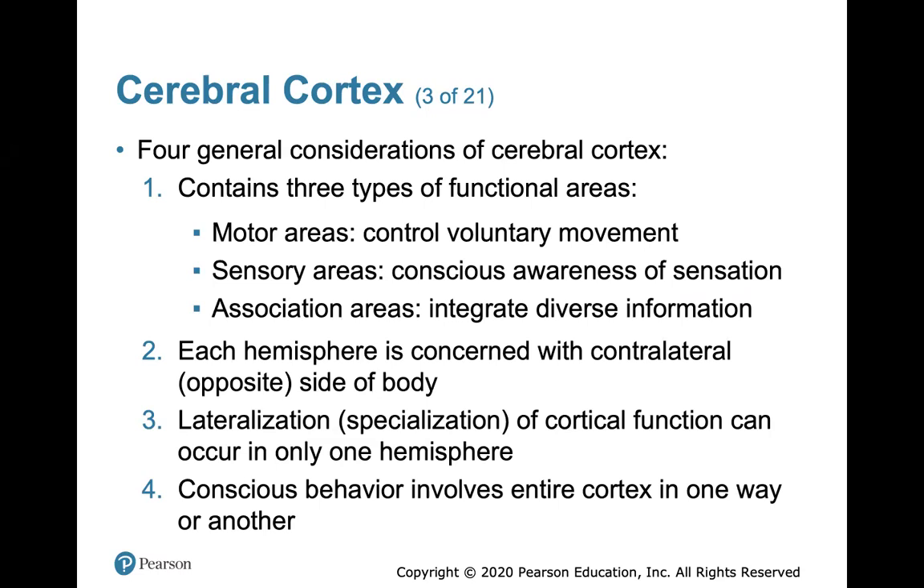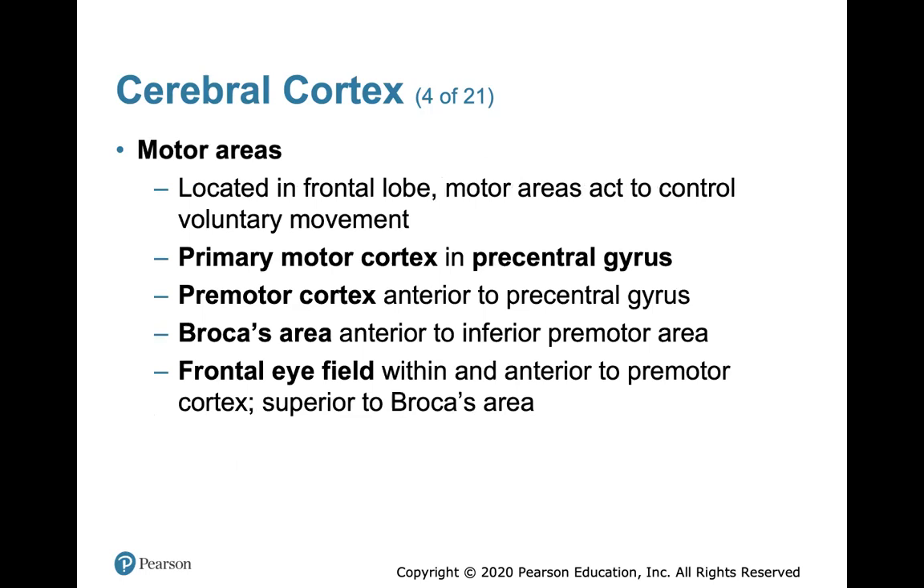Lateralization, or specialization of cortical function, can occur in only one hemisphere, and conscious behavior involves the entire cortex in one way or another. So here are the motor areas. They're located in the frontal lobe. They act to control voluntary movement. The primary motor cortex is located in the precentral gyrus. The premotor cortex is directly anterior to that. Broca's area is anterior to the premotor area, and then you have a frontal eye field within the anterior premotor cortex.